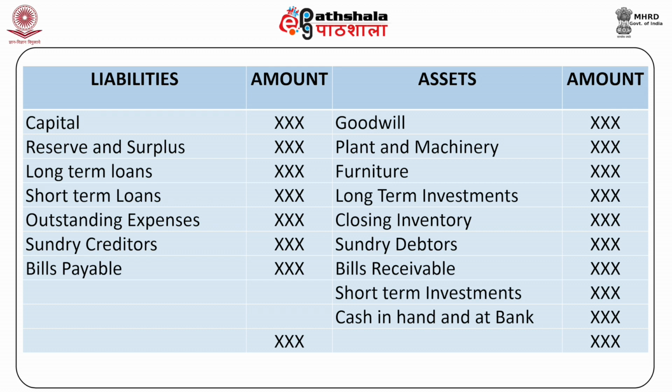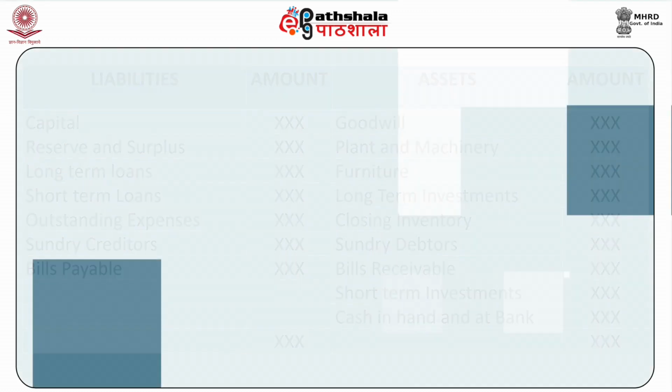Now here on the liability side, we start with capital followed by reserves and surplus, long-term loans, short-term loans, outstanding expenses, sundry creditors, bills payable and total of them. On the right hand side, assets start with goodwill, plant and machinery, furniture, long-term investments, closing inventory, sundry debtors, bills receivable, short-term investments, cash in hand, cash at bank.